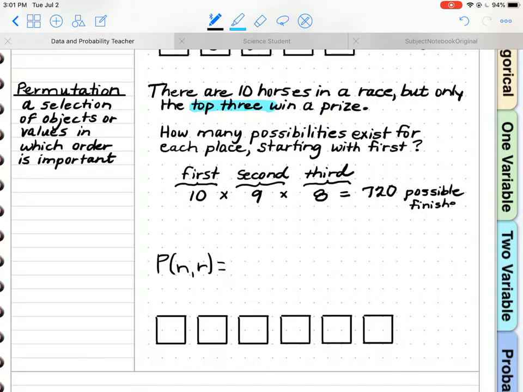And if you're one of those 3, you win a prize. If you're not one of those 3, you don't win a prize. Okay?